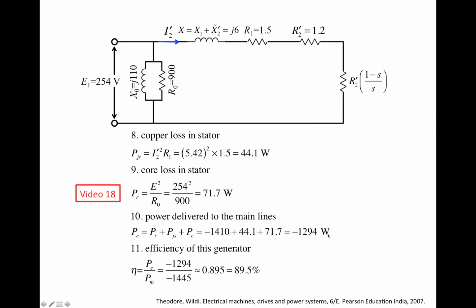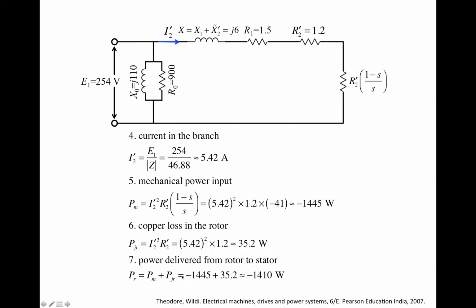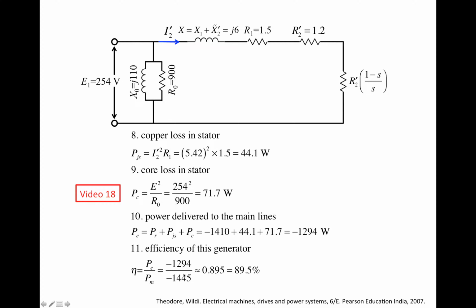Right? And then in order to actually get the efficiency, you have to use this number. That's the actual power that goes to the power line. Divide by the mechanical power that comes into the rotor. The mechanical power that comes into the rotor is the power that's dissipated on this fictitious resistor, and this number we obtained already, right? That's minus 1445 here. Right? If we divide these two numbers, we get 0.895. That's 89.5%. Right? It's very, very high efficiency.